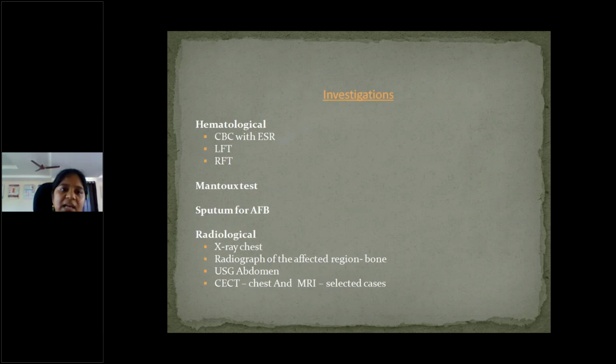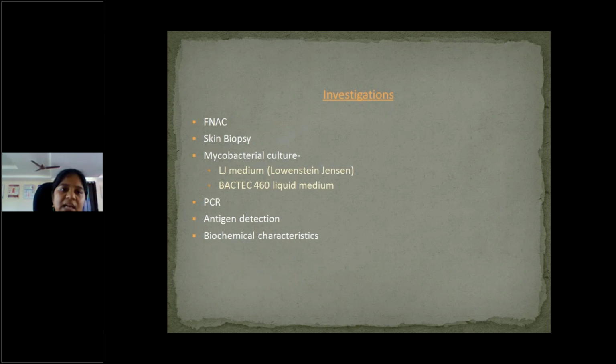Investigations: these are general investigations, CBC, LFT, RFT, Mantoux must, sputum for AFB must, radiological must, the chest X-ray, and if there are any underlying lesions, we have to go for a specific X-ray of that bone, ultrasound abdomen, and CECT if required. Not for all the cases, only if required. And then FNAC if there is any lesion or nodule, and then skin biopsy must, and culture should be done on LJ medium, with the smear taken from this FNAC, PCR, antigen detection, and biochemical characteristics.